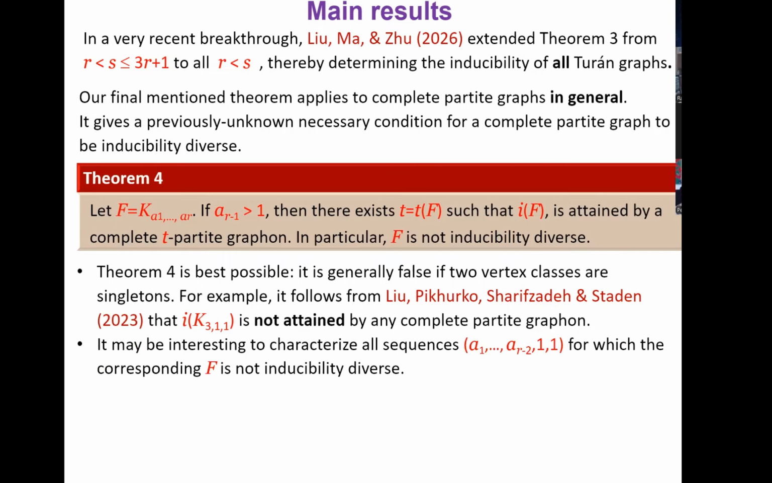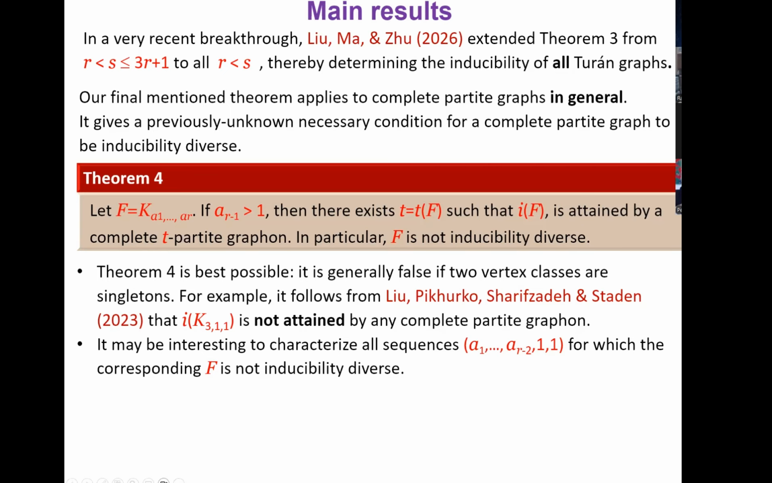Okay, but perhaps I think it will be interesting to characterize all sequences of complete partite graphs, where the threshold will be 2 parts with 2 singleton parts, because, for example, for K211, which is K4 minus an edge, we know that it's not inducibility diverse, but for K311, it is inducibility diverse. So perhaps it would be interesting to characterize the sequences for which it is and for which it isn't.